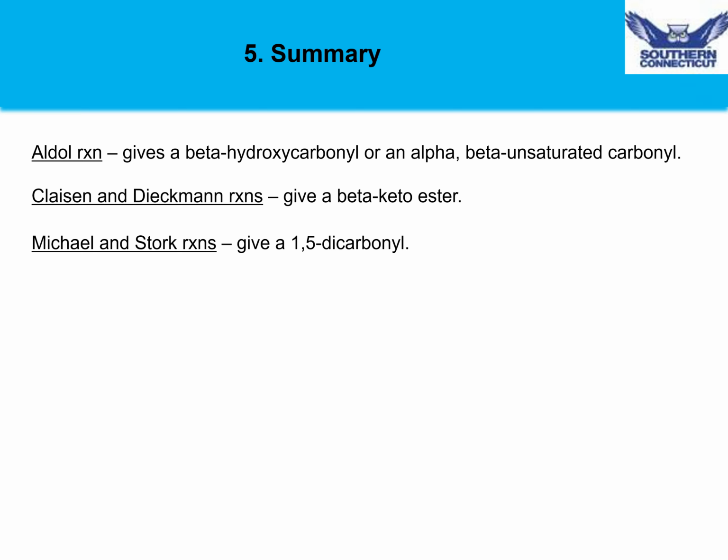The Michael reaction, or the Stork reaction, which is the enamine version of the Michael reaction, generally gives you a 1,5-dicarbonyl as a product.